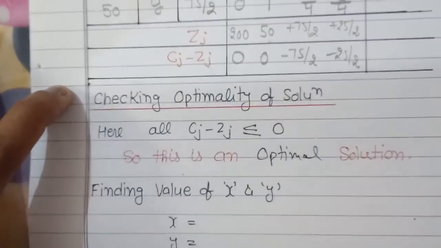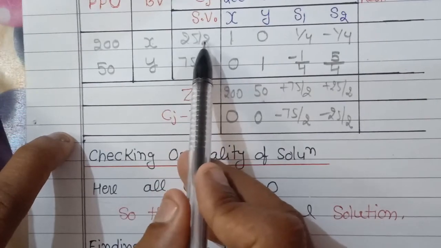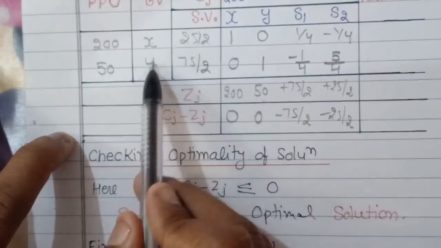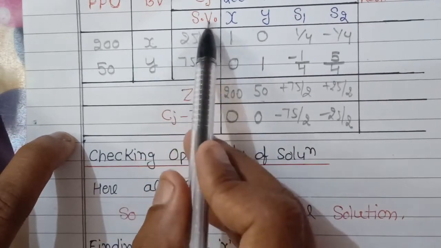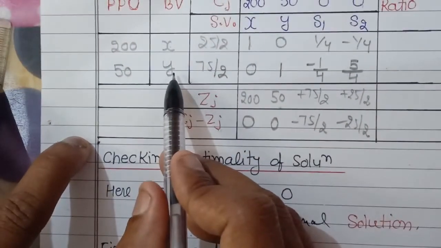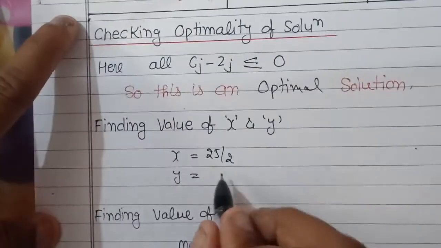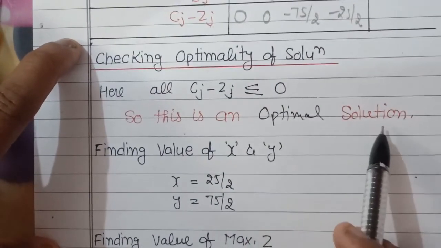If you see in this table, the values under the solution variables are the values for x and y. Here you will see that the value of x under the solution variable is 25 by 2. So the value of x is 25 by 2, and the value for y under the solution variable is 75 by 2. So these are the values of x and y for the optimal solution.